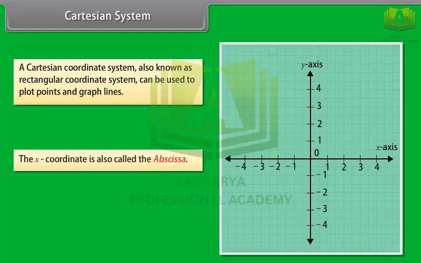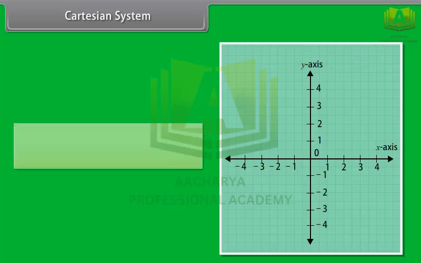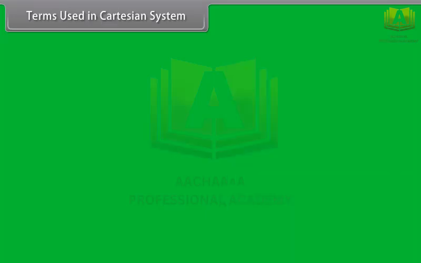The x-coordinate is also called the abscissa. The y-coordinate is also called the ordinate. The coordinates are enclosed in brackets, writing the x-coordinate first, followed by the y-coordinate. The center or intersection of the two axes is equal to (0, 0). Terms used in the Cartesian system.